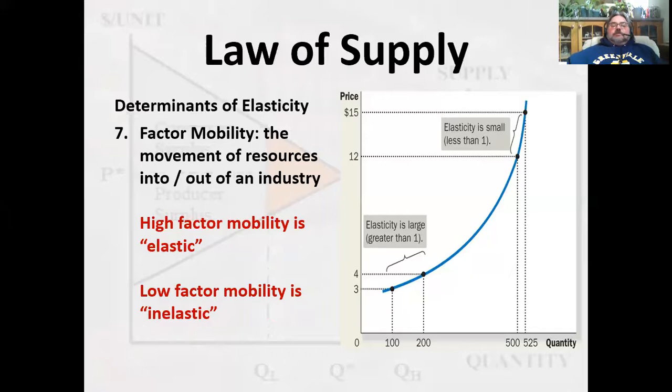Factor mobility. This one's kind of tricky to understand. But when you talk about factor mobility, you're talking about the movement of resources into or out of an industry. So we talk about raw materials. Let's talk about the steel market.